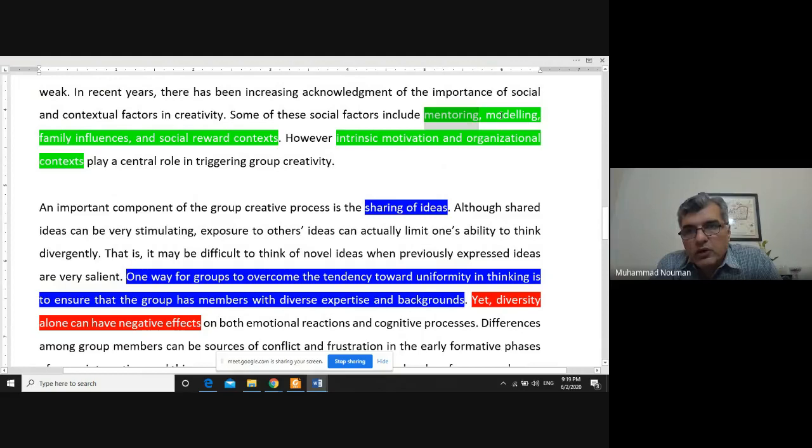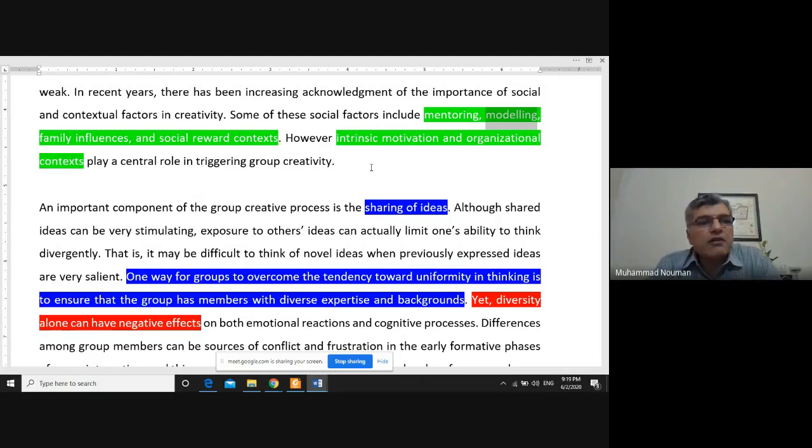Similarly, the concept of modeling, which means here that inside organizations, sometimes a senior member can be a role model, and the individual's behavior as a role model in terms of his or her creative traits might influence how the group or team then generates creative ideas.